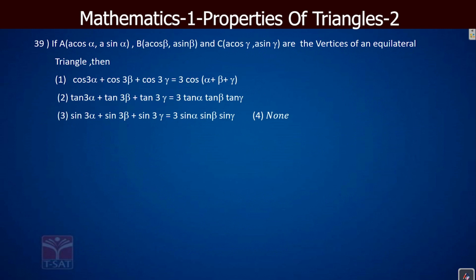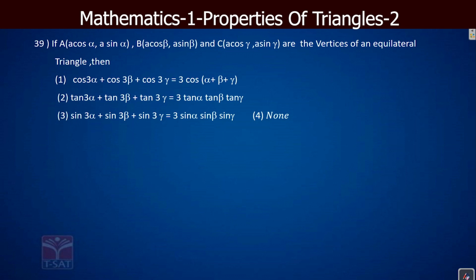Now if A(cos alpha, sin alpha), B(cos beta, sin beta), C(cos gamma, sin gamma) are the vertices of an equilateral triangle, then: 1) cos 3 alpha plus cos 3 beta plus cos 3 gamma is equal to 3 into cos(alpha plus beta plus gamma); 2) tan 3 alpha plus tan 3 beta plus tan 3 gamma is equal to 3 tan alpha tan beta tan gamma; 3) sin 3 alpha plus sin 3 beta plus sin 3 gamma is 3 sin alpha sin beta sin gamma; 4) none.